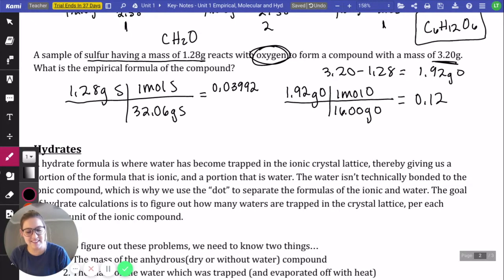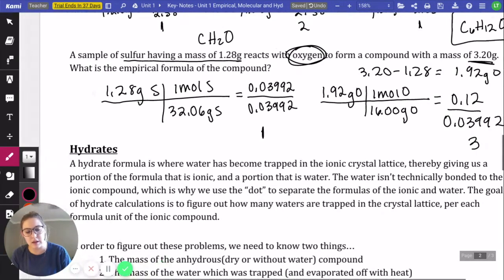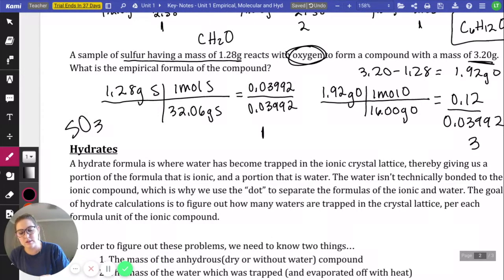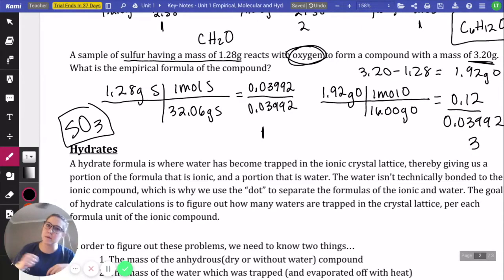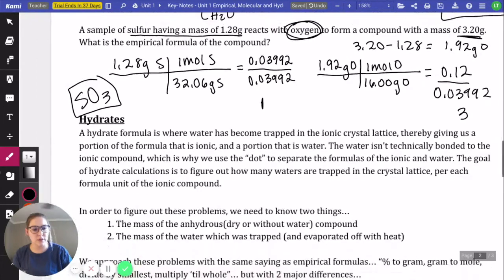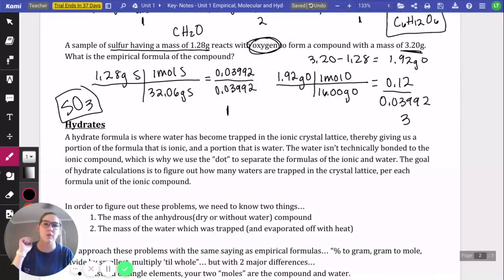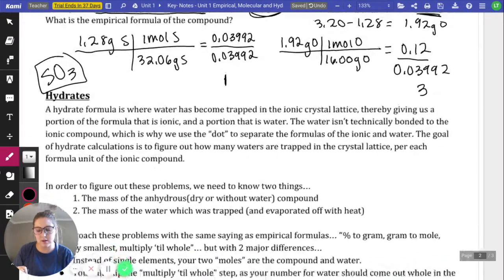So I'm going to divide by my smallest, which is this one, 0.03992. Obviously, when you divide it by itself, you get 1. And then for 0.12, I got 3. And they're both whole numbers already, so I can write my formula, which is SO3. Boom. Empirical formulas. Hopefully those are good. That was a good review. You guys kind of remember doing that. We did it right before Christmas at Heritage.